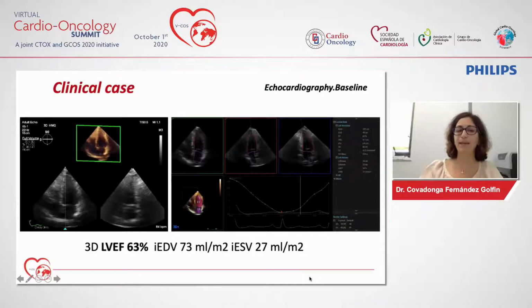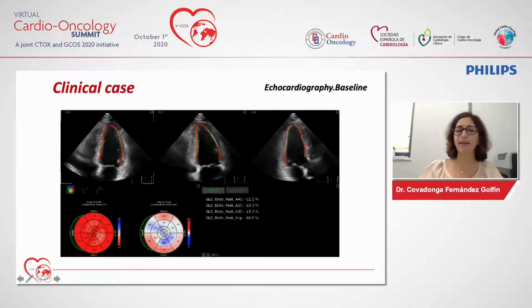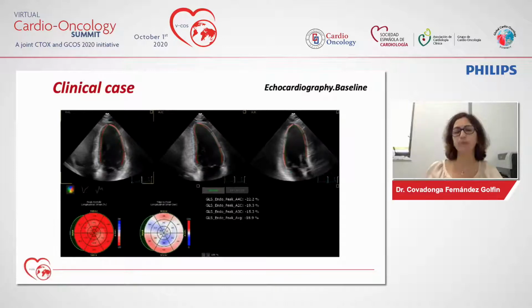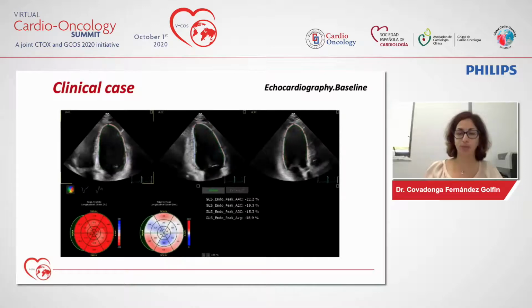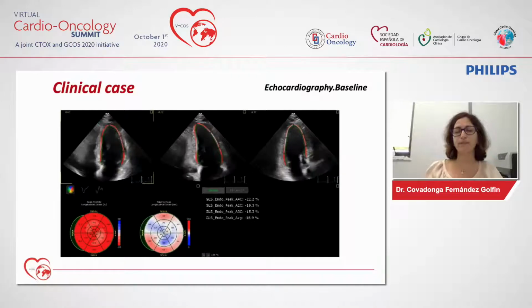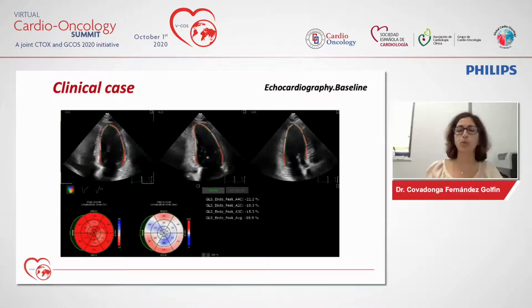We move on to longitudinal strain. As we can see, we have a normal longitudinal strain, and the patient underwent all the treatment, the chemotherapy treatment, and came back to the lab before a right mastectomy. She didn't have any symptoms, and all troponin evaluations that were performed during the treatment were also negative.